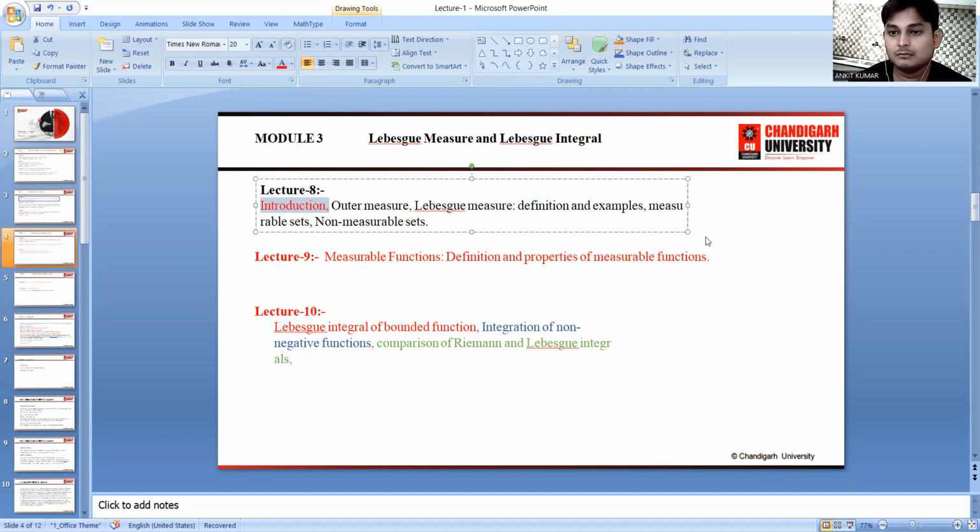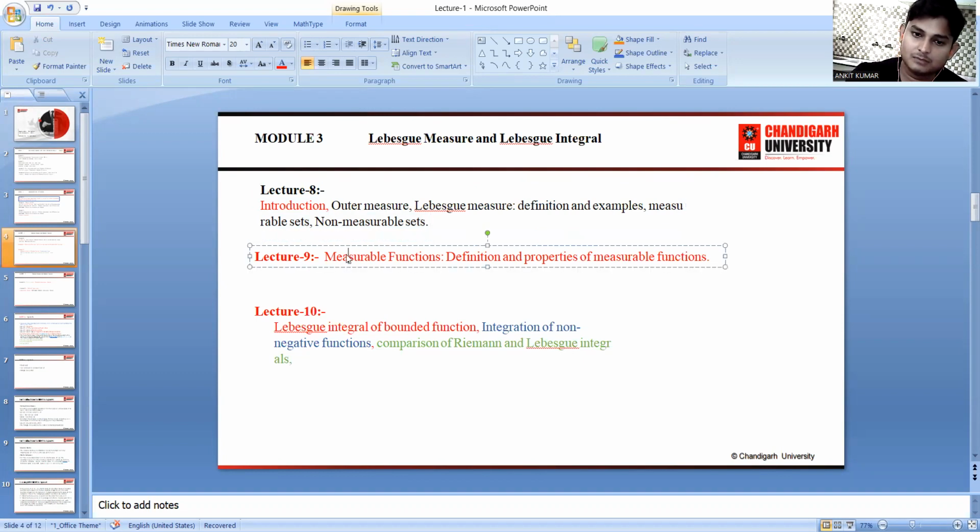After that, I will solve some more primary problems, and more difficult problems which are asked in your examinations. After that, measurable sets. What are measurable sets? What are the necessary conditions for a measurable set? What are non-measurable sets? What are the necessary conditions for measurable and non-measurable sets? There are many more properties of measurable and non-measurable sets, so we will cover this.